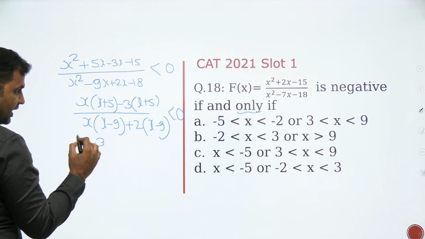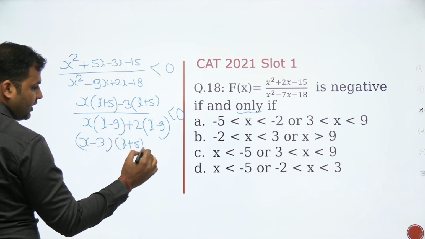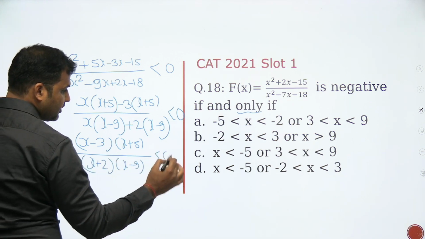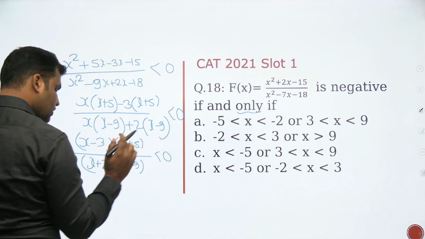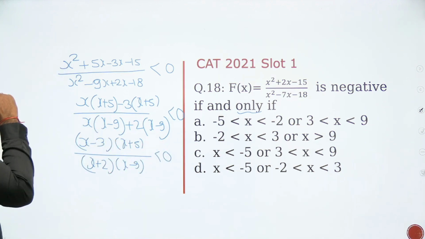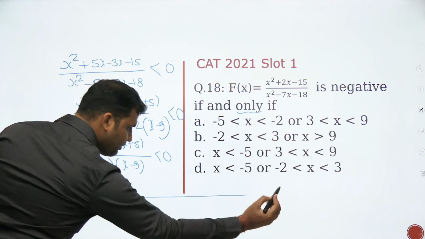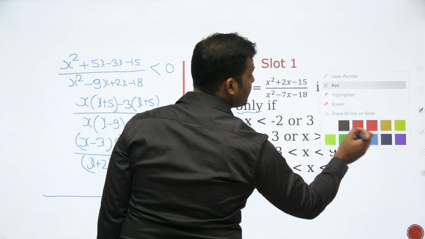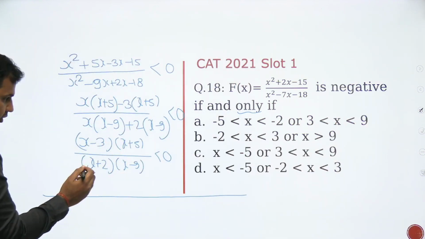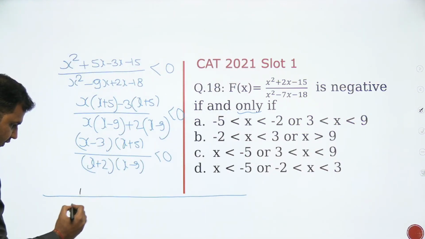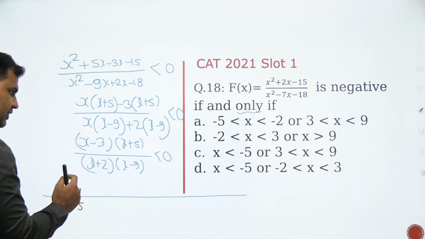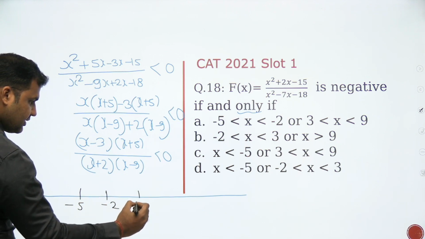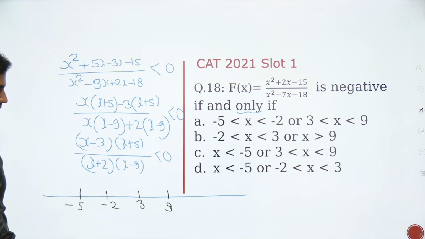That means x minus 3 into x plus 5 divided by x plus 2 into x minus 9 has to be less than 0, right? If I want this whole expression to be less than 0, you can simply use the polarity method. What is our polarity method? Simply denote the points on the number line, these roots, guys. What are these different roots? The leftmost root would be minus 5, then the next root would be minus 2, and then 3, and then 9, right?